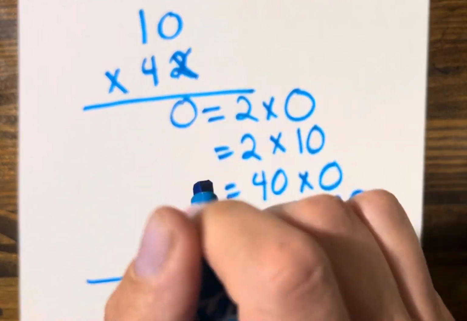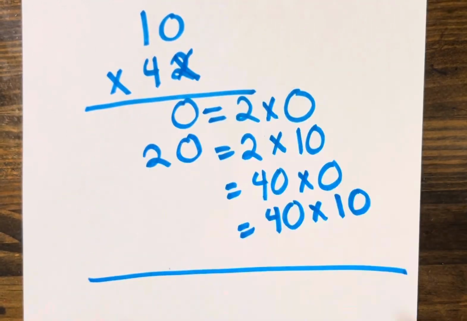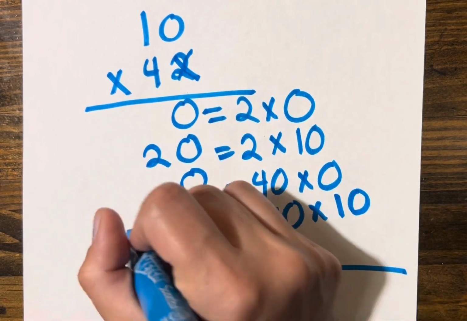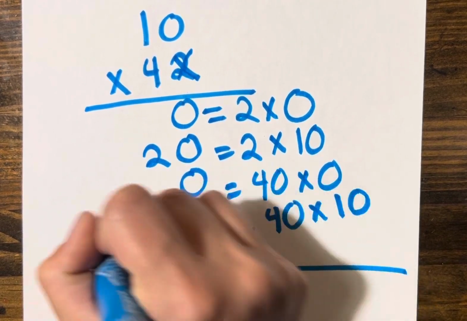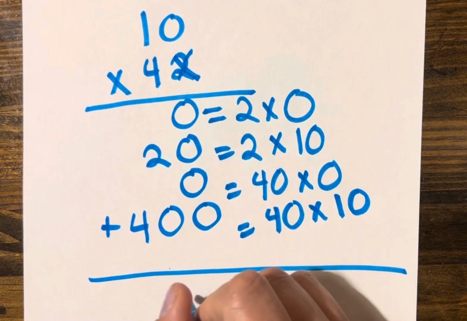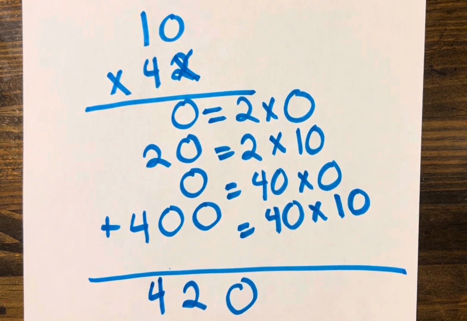It gives me 0, 20, 0, 400. And that gives you 420.